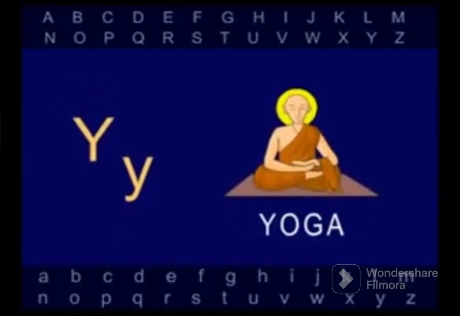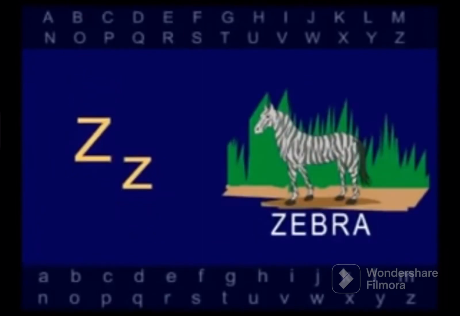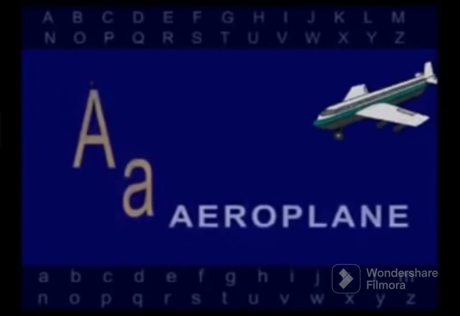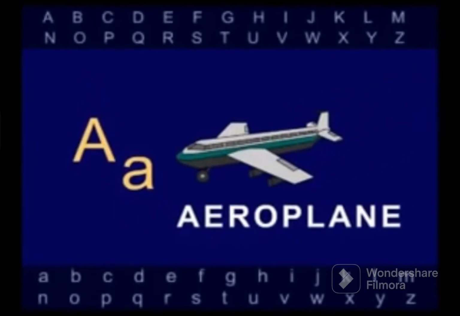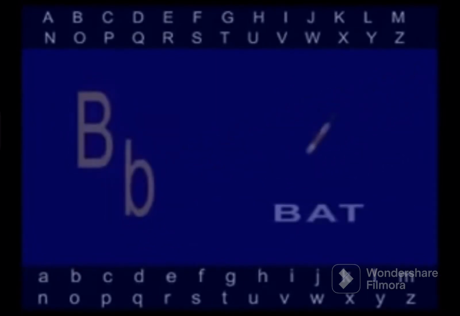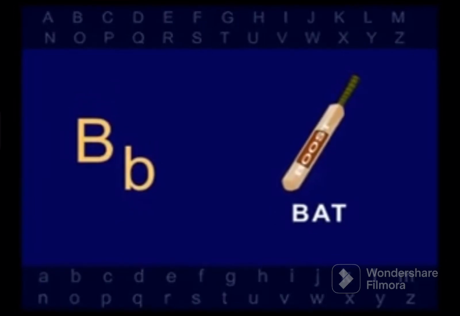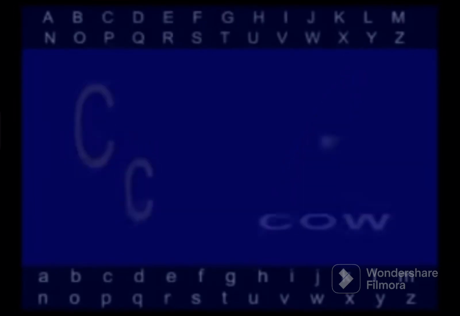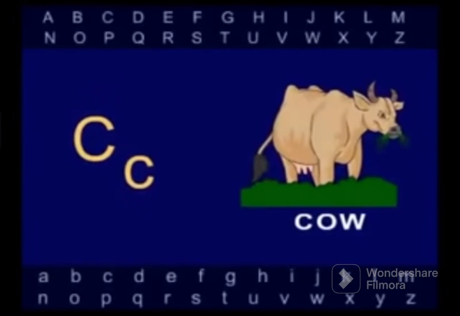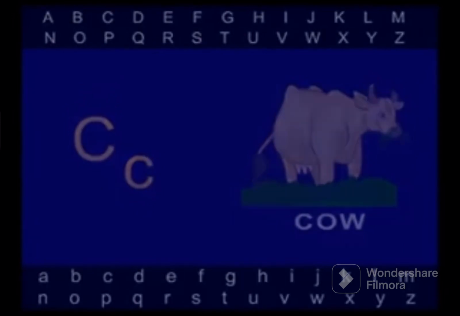Y for yoga. Z for zebra. A for aeroplane. B for bat. C for cow.